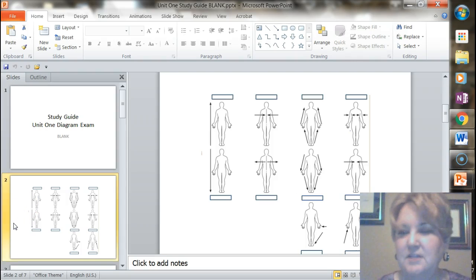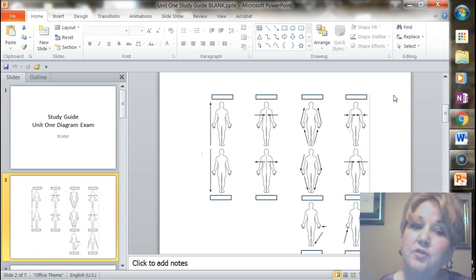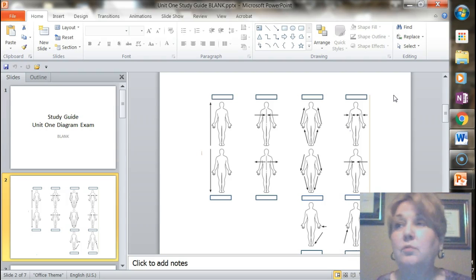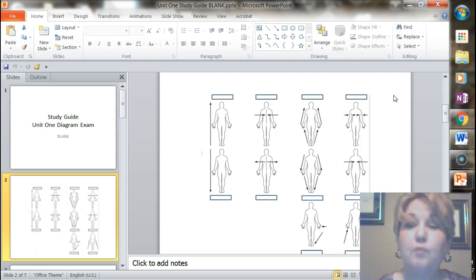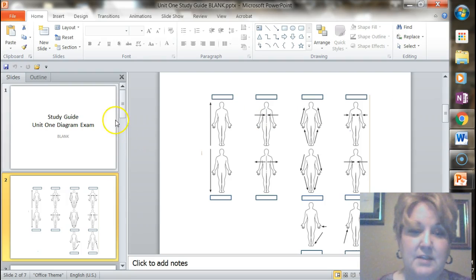So here you can see the same image that was on the diagram study guide. And so now you can fill in each of these and you can keep practicing. You can lay another piece of paper over it. So I would recommend as you finish chapter 1 that you do the exam study guide, and then you do practice it again several times before you take the diagram exam.